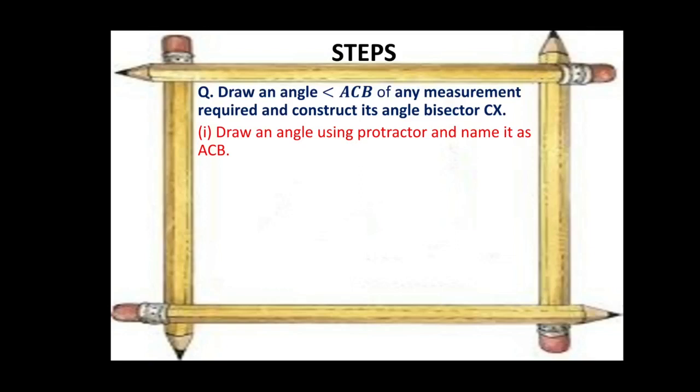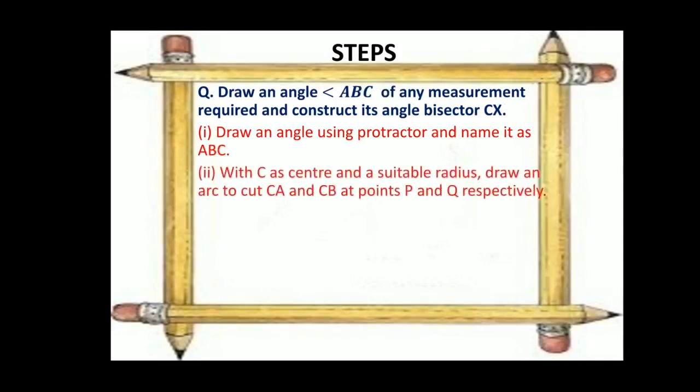C is the angle part here. So from C only you have to draw the angle. The vertex is C, as you have seen in the diagram, in the video of the construction part. So C is the vertex, and from C only you will draw the angle. Then the next step is, with C as center, as you saw in the figure, take any radius from there.